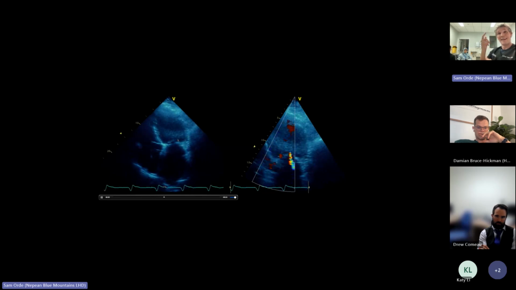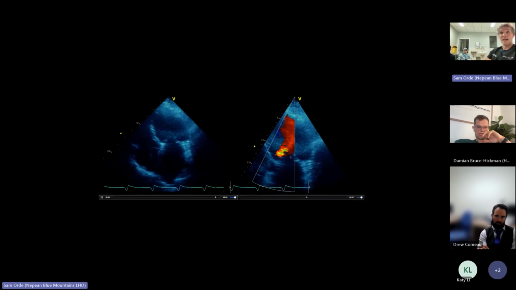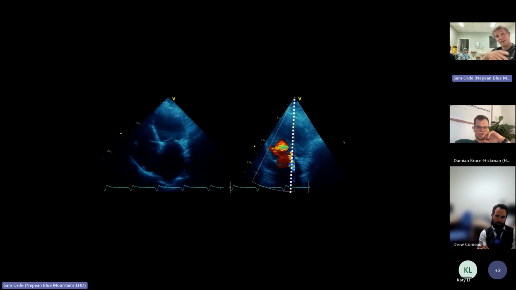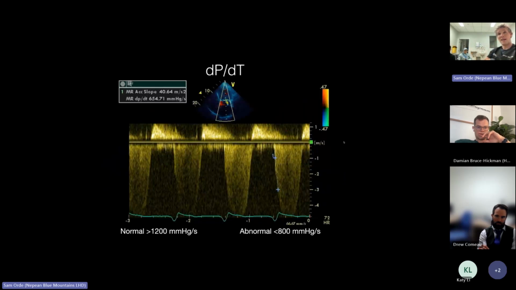The way that we can guess that in echo is we look at mitral regurg, but you have to have a central regurgitation jet. And if you do have a central regurgitation jet, that means that your Doppler alignment with that jet is pretty good. And then you can start making this measurement, which is the change in pressure over a change of time.